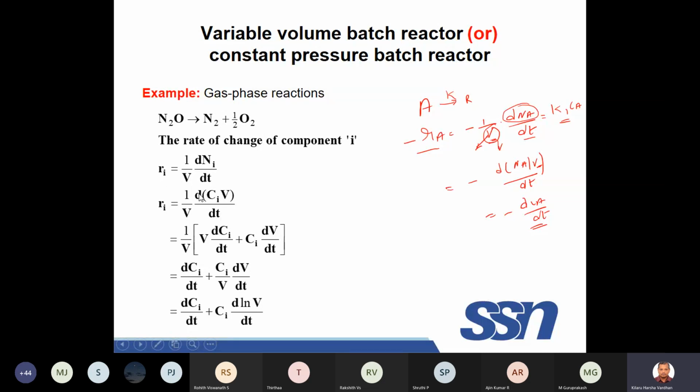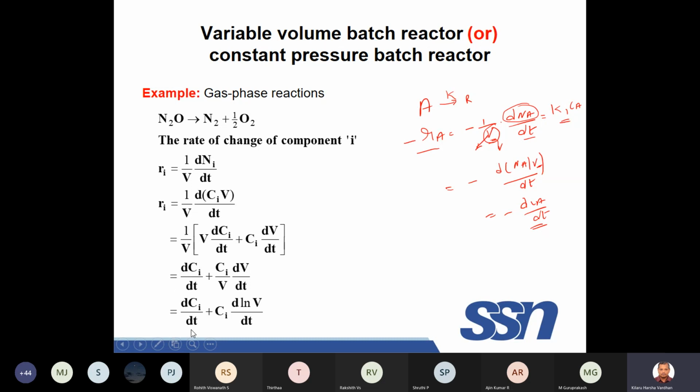So Ni you can write as Ci into V, because Ni by V is concentration. So this is in the form of derivative of A into B, so A into derivative of B plus B into derivative of A. That is what we do: V into derivative of Ci plus Ci into derivative of V. Here V is already there, you take it inside, so this cancels. So Ci by V you get. So this is what you are getting.